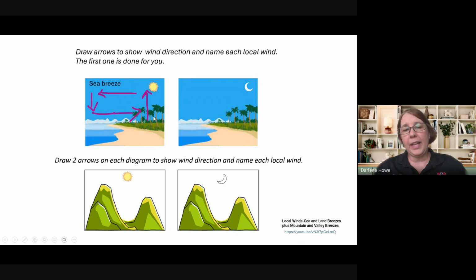So that's why this is called a sea breeze, because all winds are named from where they start. This breeze starts over the sea, goes towards the land. We call it a sea breeze.